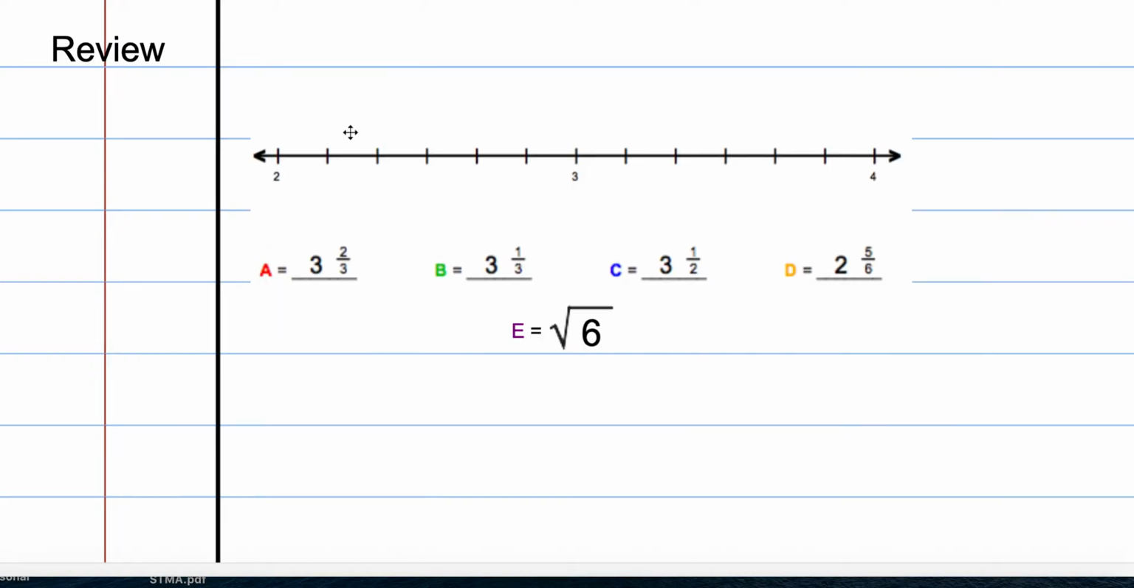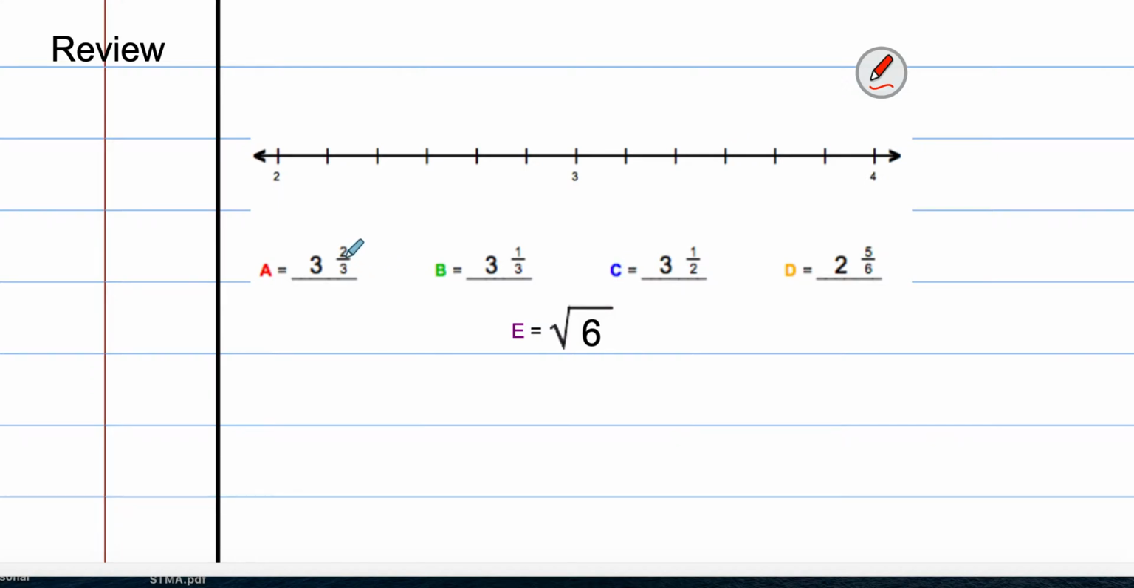All right, so let's do a review: putting numbers on a number line. Draw yourself a number line from the whole number 2 to the whole number 4. Stop the video and place these 5 letters or numbers at their given positions on the number line.